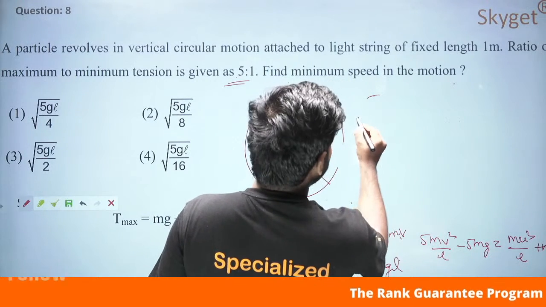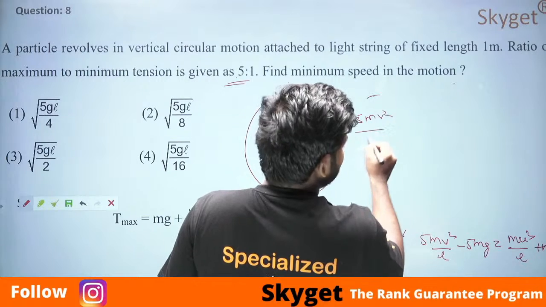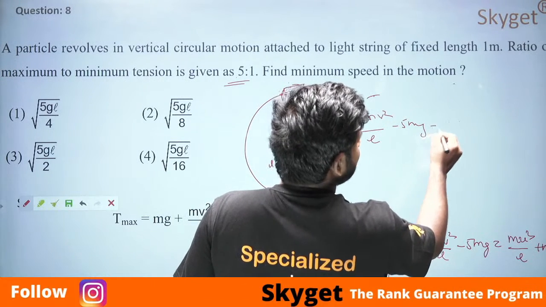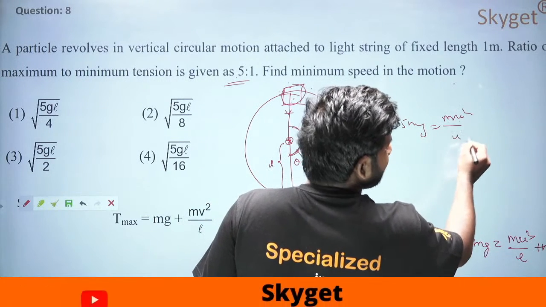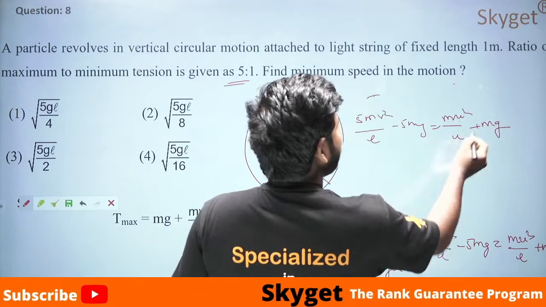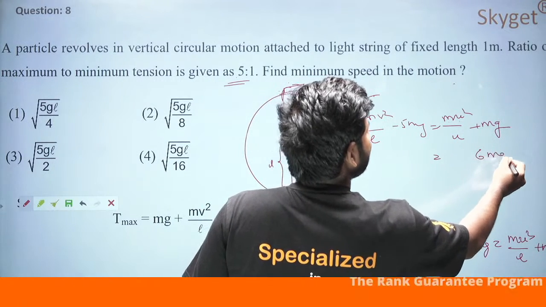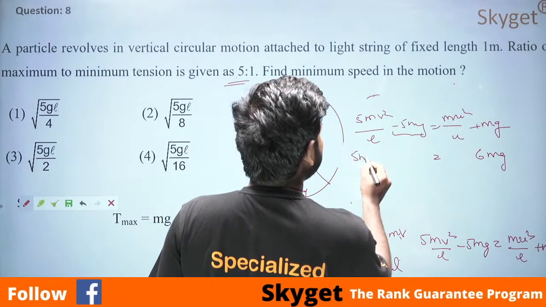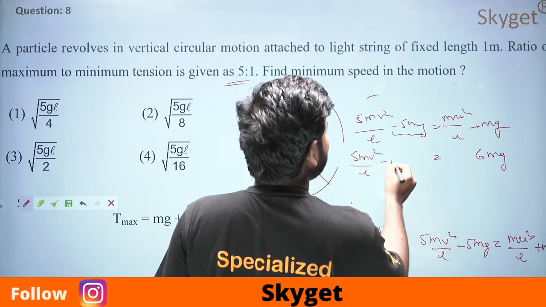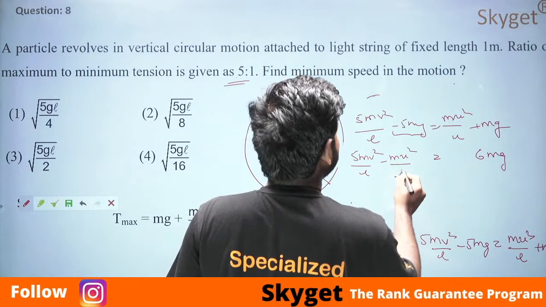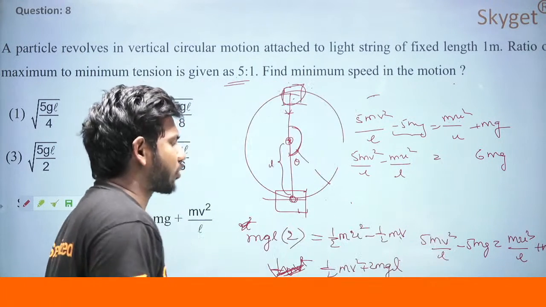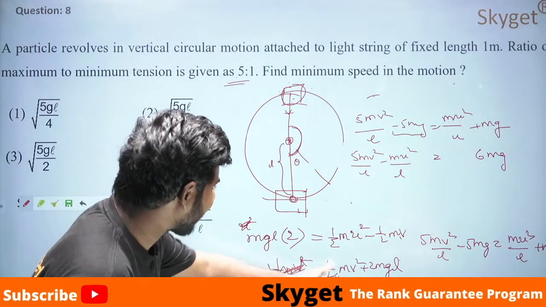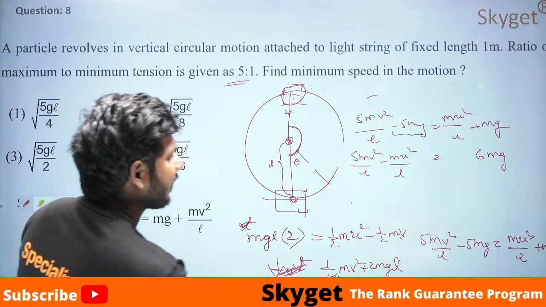So 5mv²/L − 5mg = mu²/L + mg, students. So this will be 6mg here when this 5mg goes that side. So here it will be 5mv²/L − mu²/L, students, here. So how can we write the relation between both of them?